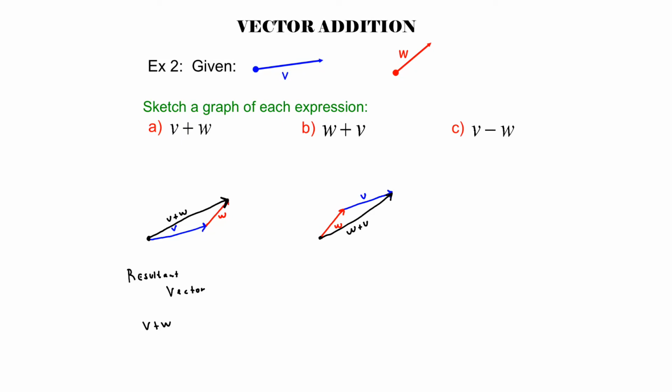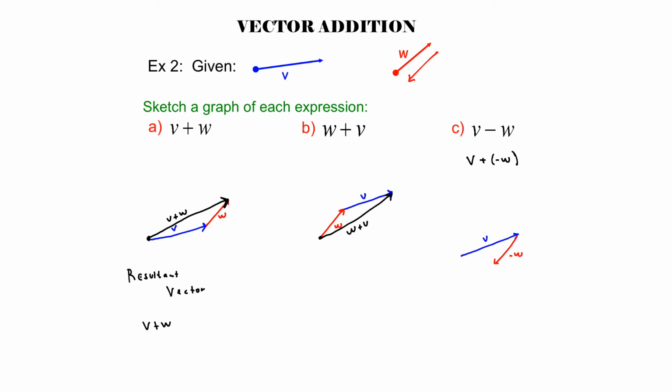C is v minus w. So we could rewrite this as v plus negative w. So v, once again, we'll start there, and then we want to add negative w. Remember, negative w is the opposite direction, so it's still going to have the same magnitude, but we're going to go in the opposite direction. So instead of going up like this, we'll go down and to the left. So down and to the left. And that represents negative w.